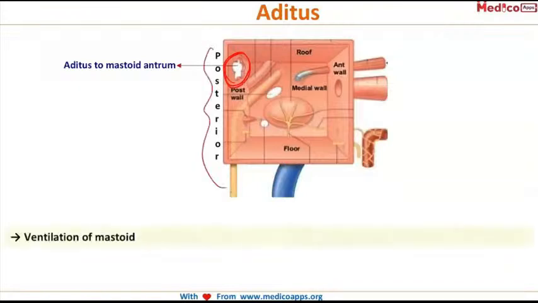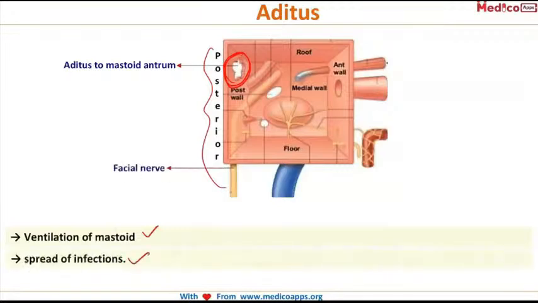It is acting like a ventilation for the mastoid, and because it is ventilation, obviously it will bring along with it some infections also. So it is a very important source of spread of infections within the ear. Here is how the facial nerve is passing. We have previously seen. Here is the aditus, which is nothing but a ventilation of the mastoid.